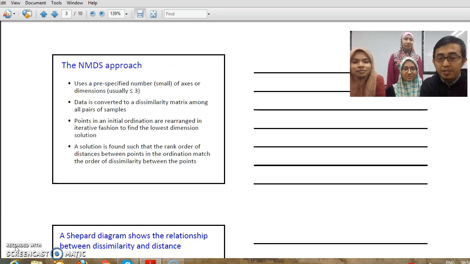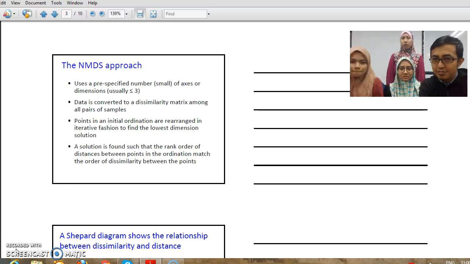Okay, some approaches of NMDS use a pre-specified small number of axes or dimensions, usually less than or equal to 3. Data is converted to a dissimilarity matrix among all pairs of samples. Points in the ordination are rearranged in an iterative fashion to find the lowest dimension solution. And last, a solution is found such that the rank order of distance between points in the ordination matches the order of dissimilarity between the points.